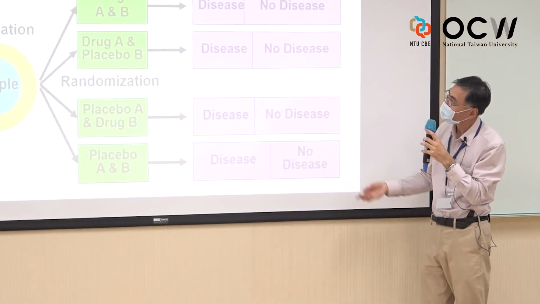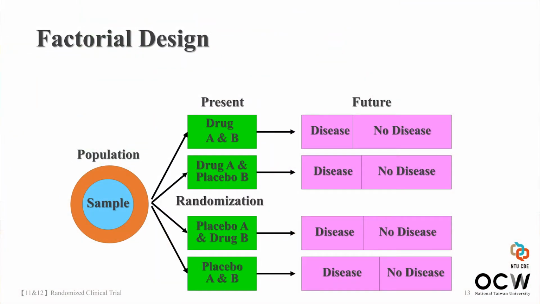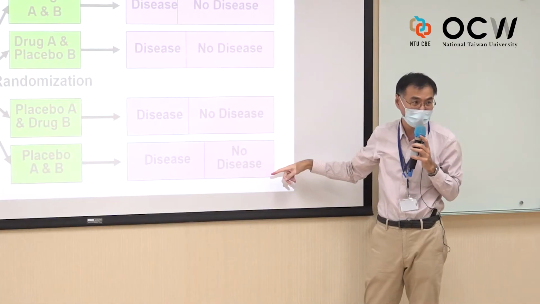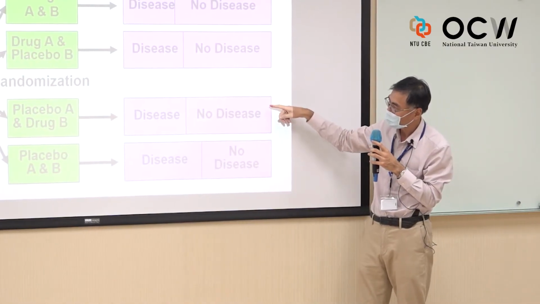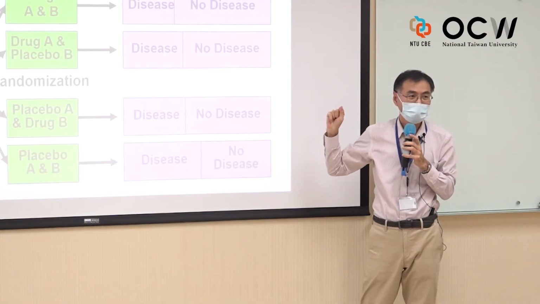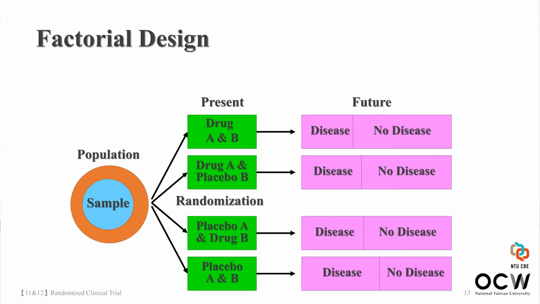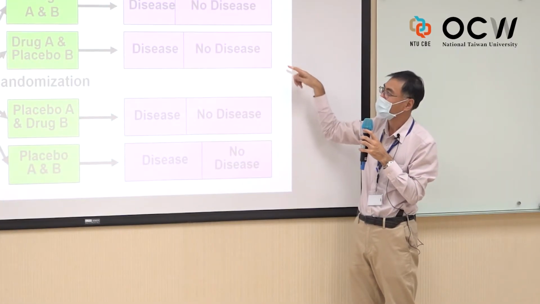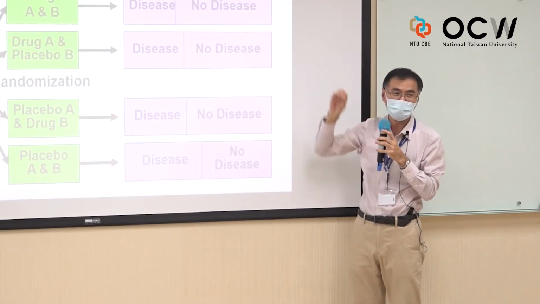So if maybe drug A and B is working, the disease will be lower or something. It'll be different anyway. The comparison of drug A, placebo B to placebo A and B will be the pure effect of what? Drug A, right? And the placebo A, drug B group compared to placebo A and B will be the pure effect of what? Drug B, right? And the comparison of drug A and B to the placebo would be the additive effect from A and B, right?